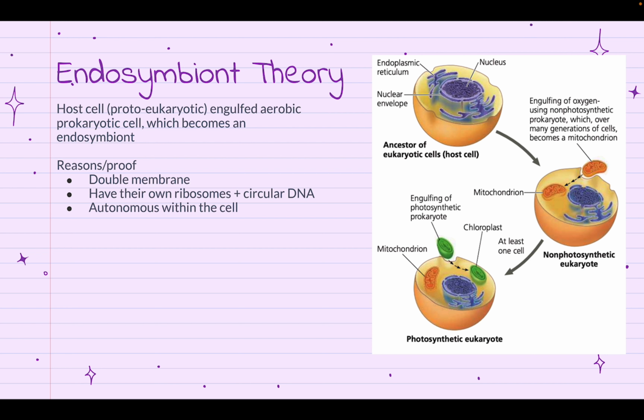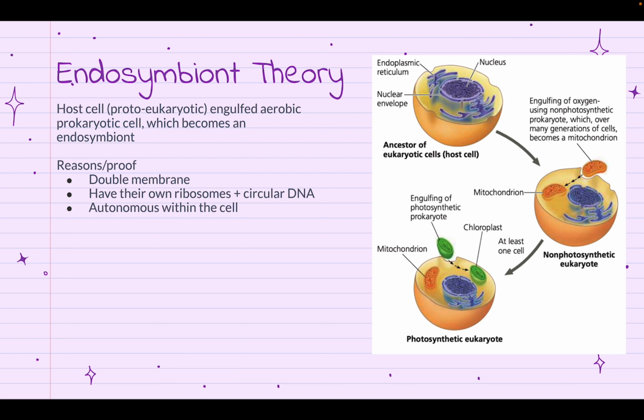And those cells eventually become, one type of those cells becomes a mitochondrion, and then another engulfed cell becomes the chloroplast, and they have a mutually beneficial kind of relationship. So there's three big reasons, or proof, for endosymbiont theory.